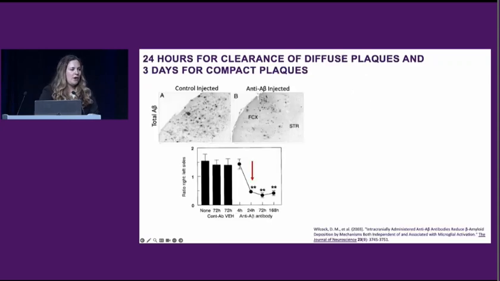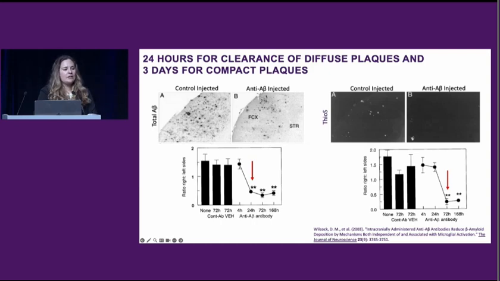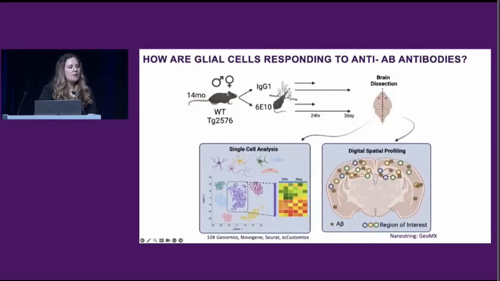And you might be thinking that 24 hours or 3 days is fairly quick. However, previous data has shown that with intracranial injections, the amount of total A beta, or these diffuse plaques, is significantly reduced at 24 hours, as seen here by the total A beta stain. However, it takes a little bit longer for compact plaques to be cleared as well. So here, you can see Thio-S staining on the right, and in the anti-A beta group, it took not 24 hours, but 72 hours for those compact plaques to clear. So we stuck with these two time points in interest of what is happening at 24 hours and what is happening at 3 days.